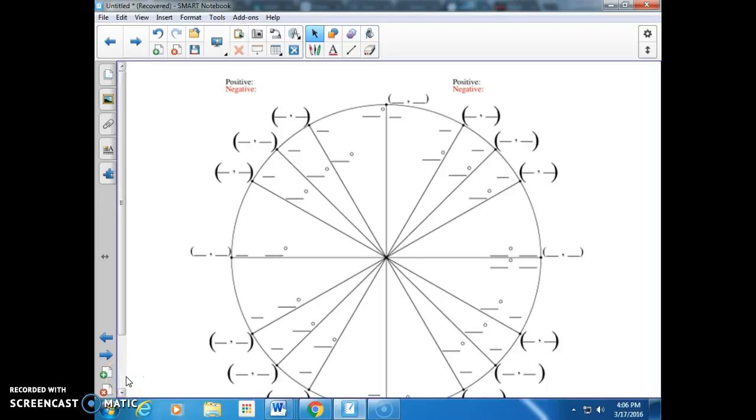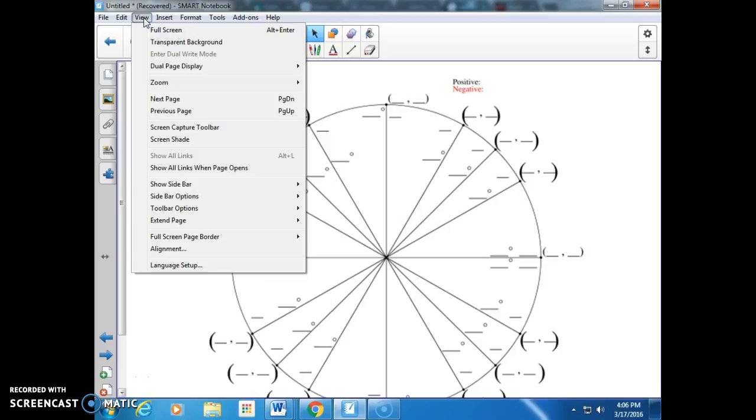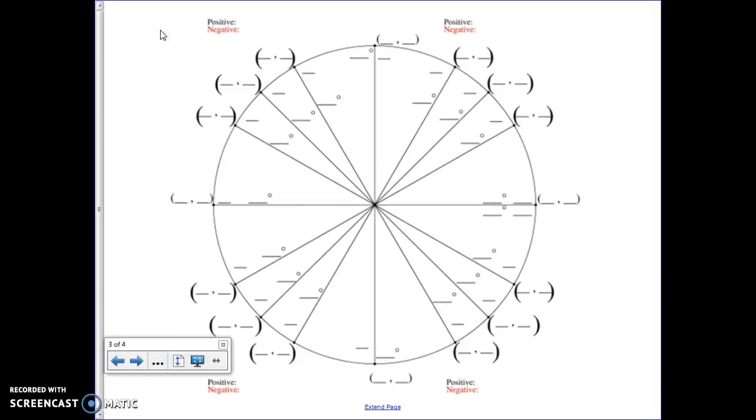All right, so now we're going to start talking about the unit circle. And I'm going to make this full screen. So this is a unit circle, okay? The one thing about a unit circle is it's actually on a coordinate plane. So you can think of this as your y-axis. You can think of this as your x-axis.